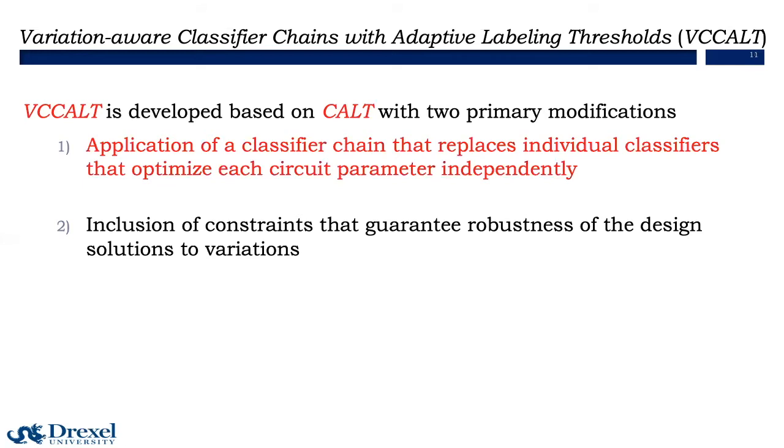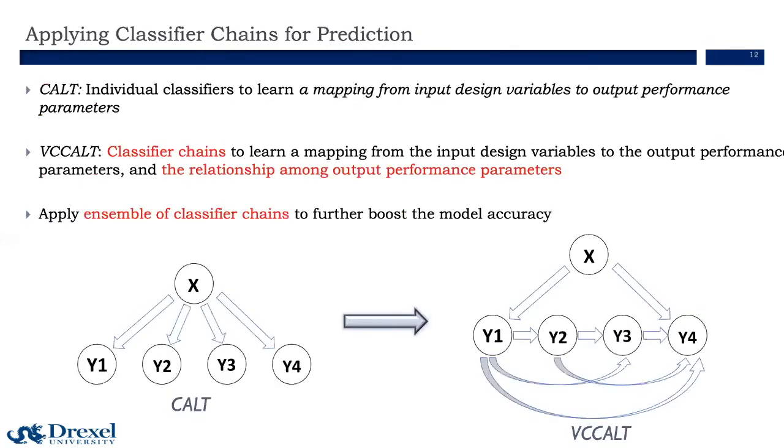First, the classifier chains. In CALT, we apply individual classifiers to learn a mapping from the input design variables to the output performance parameters. While in VC-CALT, we instead apply classifier chains to learn a mapping not only from the input design variables to the output performance parameters, but also characterizing the relationship among output performance parameters themselves.